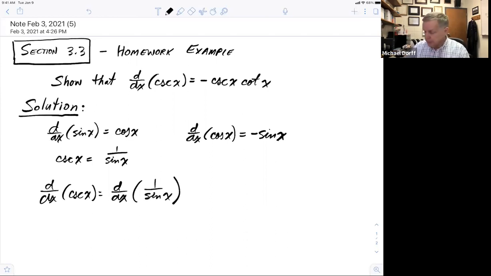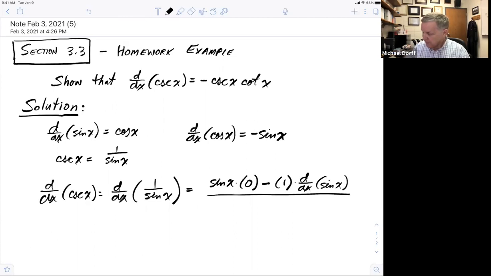Here then we'll use the quotient rule. So recall the quotient rule says I do the denominator, so at the bottom, times the derivative of the top. On the top we have a 1. The derivative of 1 is 0, minus the top, which is a 1, times the derivative of the denominator. So we have the derivative of sine, all over the denominator squared, which I'll write as sine squared x.